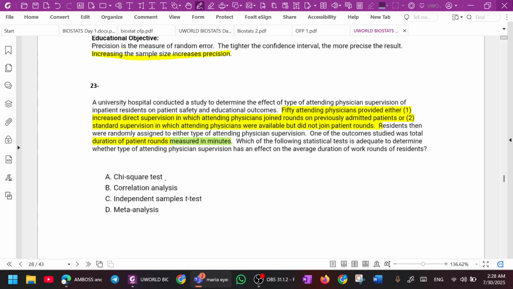Is it correlation analysis? Okay, you think it's correlation analysis. Why? There is no specific exposure and outcome. It is not the independent sample t-test, is it? It is not chi-square, because we haven't found two categories of people.